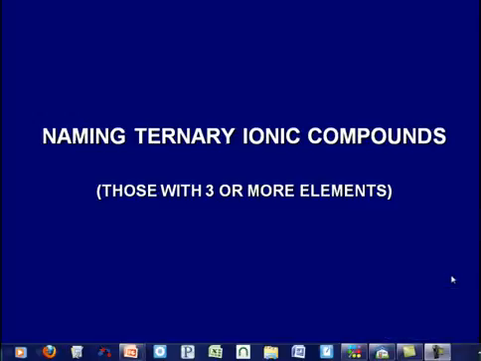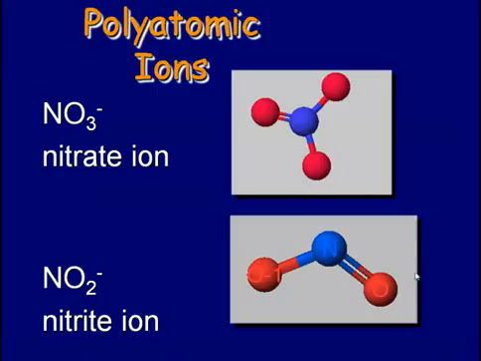Okay, in this podcast we're looking at naming ternary ionic compounds, which means those that have 3 or more elements. If we have a ternary ionic compound, we still need a cation and an anion. So if there's more than 2 elements in the formula, we must have a polyatomic ion. It's helpful to identify what those are in the formulas and circle them.